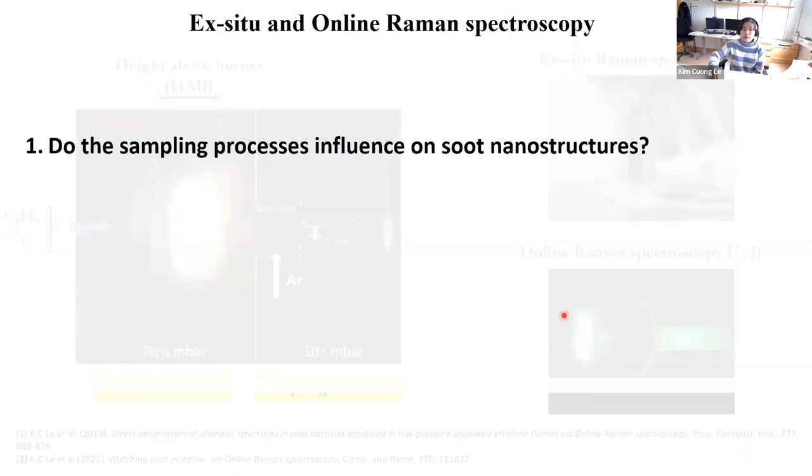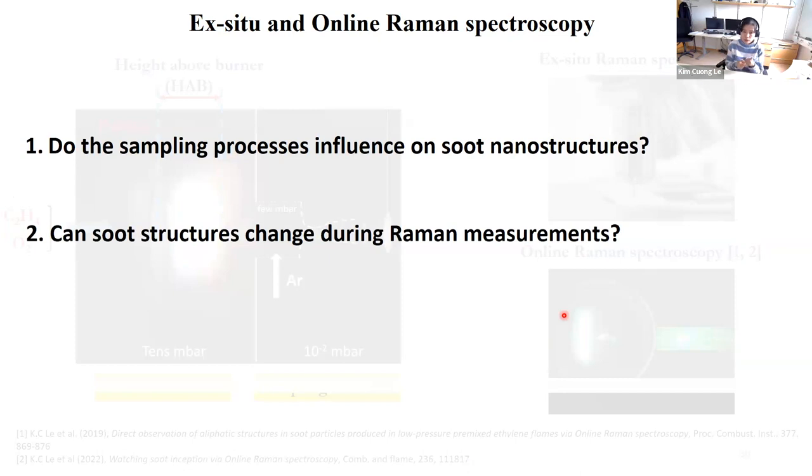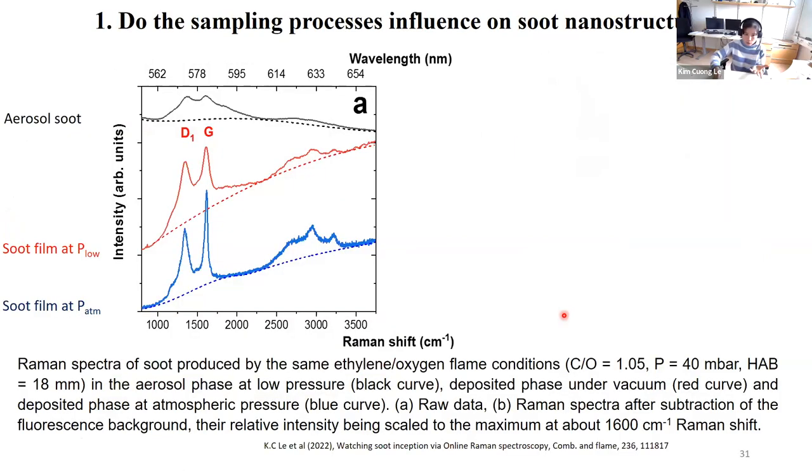And back to the two questions I asked you. The first one is, does the sampling process influence soot nanostructure? And the second one is, can soot structure change during the Raman measurement? In order to answer that, we perform two experiments. The first one is we perform Raman spectra of the same soot at different phases.